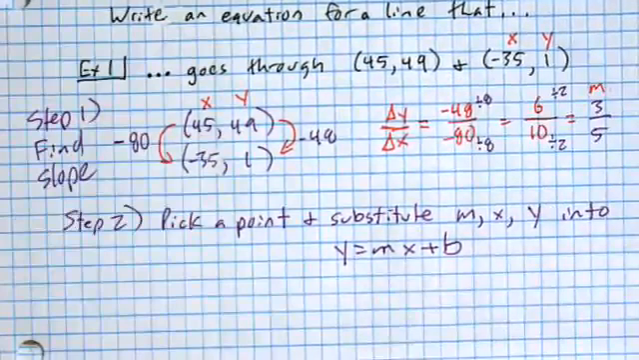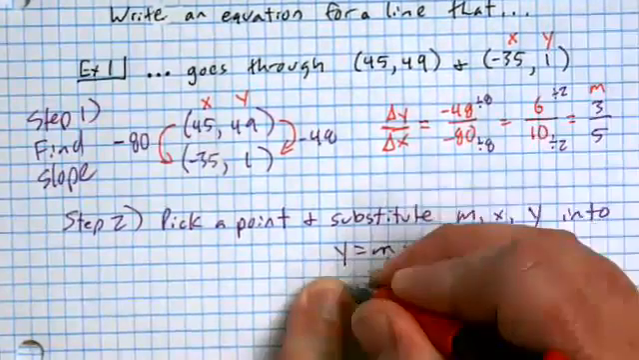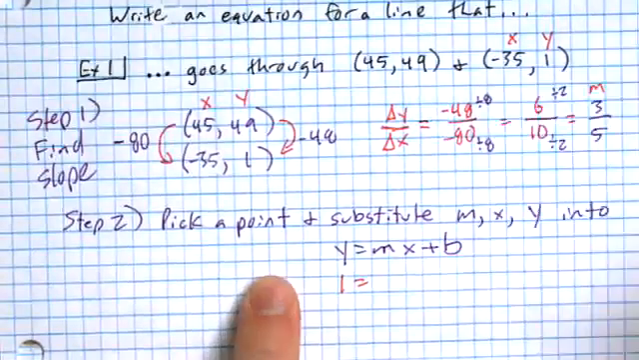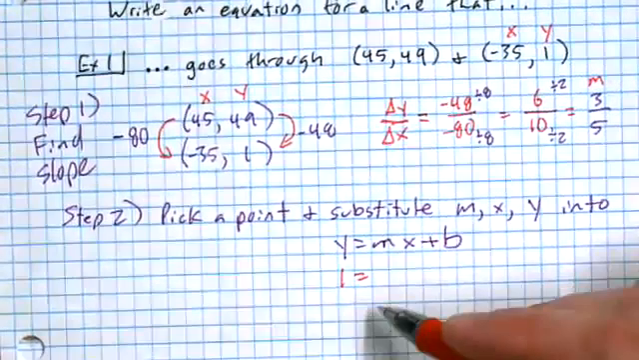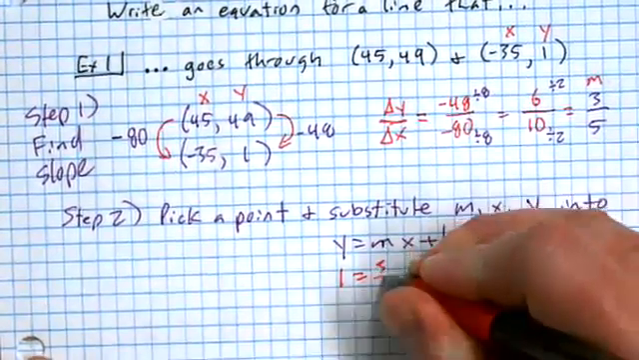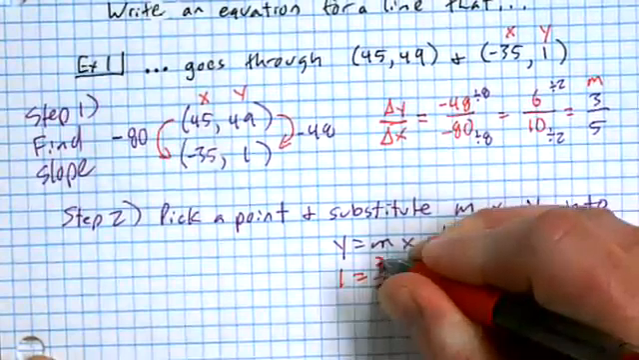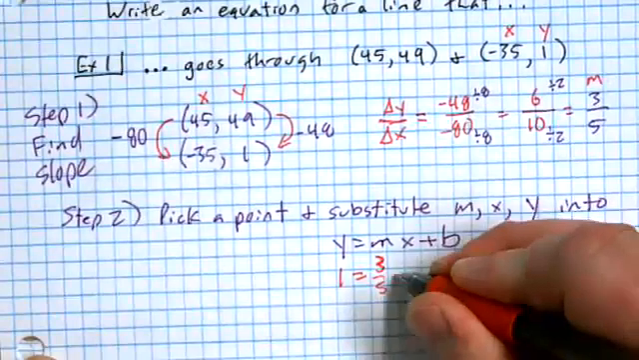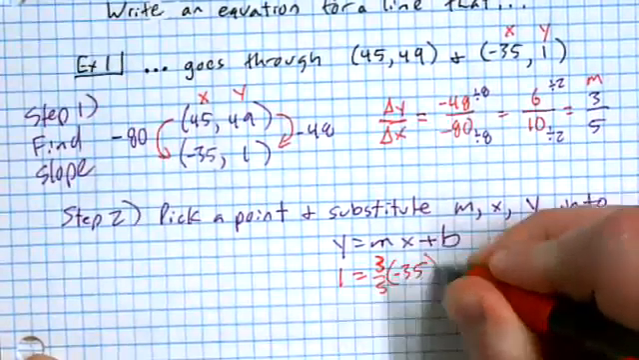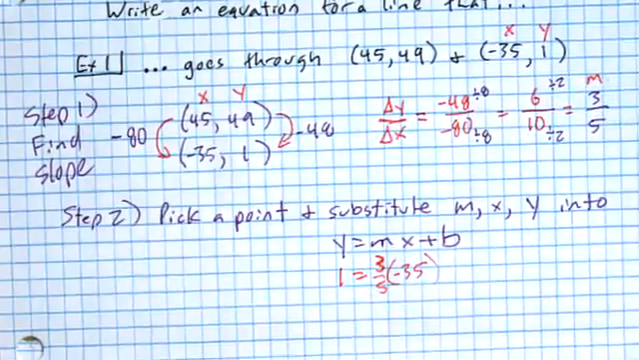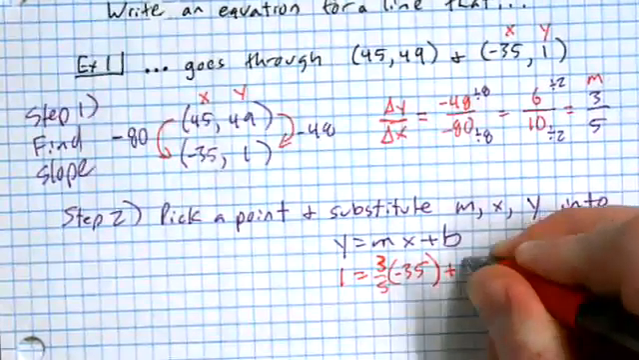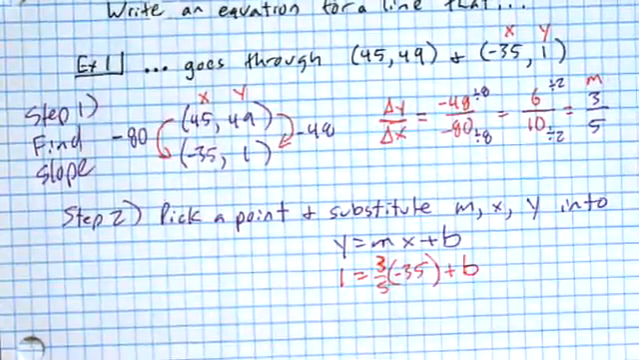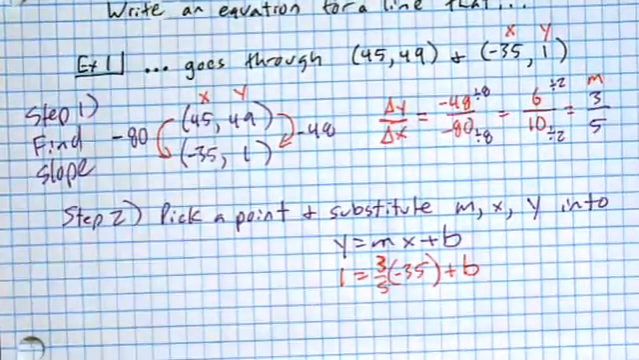All right, let's fill it in. So the equation is y equals, I'm going to use 1 for my y because that's the y coordinate I picked. And then m is next. m was 3 over 5. 3 over 5. And then x was, we picked negative 35. And I'll put that in parentheses because it is getting multiplied. And I don't know what b is, so I'll just leave it as a letter b. So we just put all of those numbers in for x and y and m.